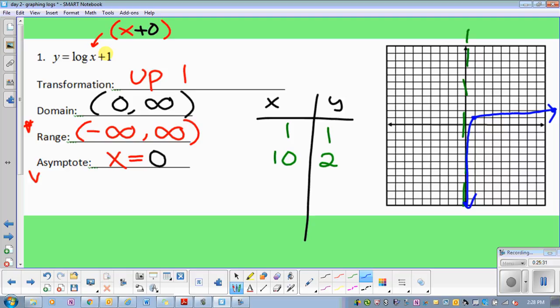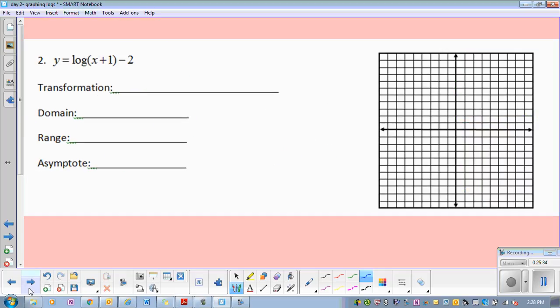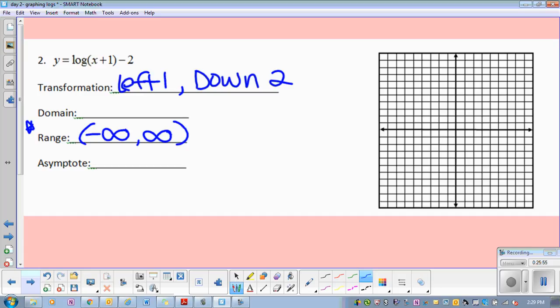You ready? Number 2. What are my transformations here? Left 1. Good. Down 2. Perfect. Guys, which one is the always, domain or the range? Range. Always all real numbers. Now, let's go and find the asymptote. Vertical. X equals negative 1.